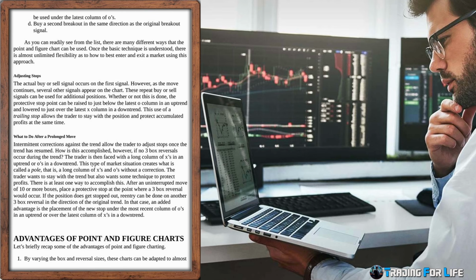Adjusting stops. The actual buy or sell signal occurs on the first signal. However, as the move continues, several other signals appear on the chart. These repeat buy or sell signals can be used for additional positions. Whether or not this is done, the protective stop point can be raised to just below the latest O column in an uptrend and lowered to just over the latest X column in a downtrend. This use of a trailing stop allows the trader to stay with the position and protect accumulated profits at the same time. What to do after a prolonged move.